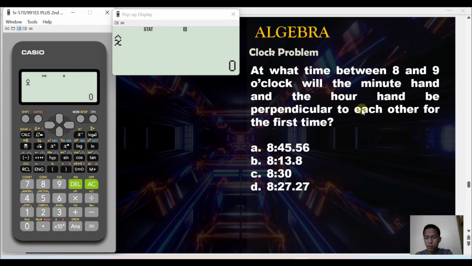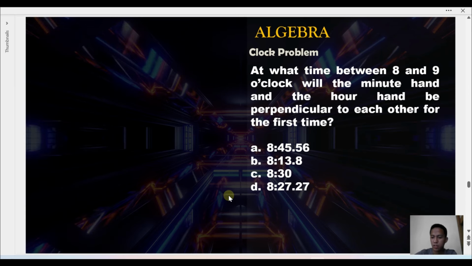Again, guys, kapag for the first time, hindi pa niya nadadaanan yung hour hand. So, this is, nahuhuli pa yung minute hand. So, negative. Perpendicular siya, so 90 degrees. So, negative 90. Equals lang natin, that is at 27.27. So, what time between? So, that is 8:27.27. So, we have this letter D.